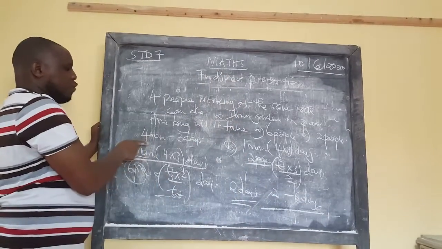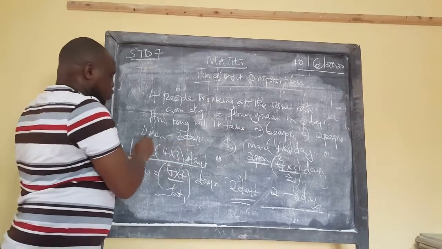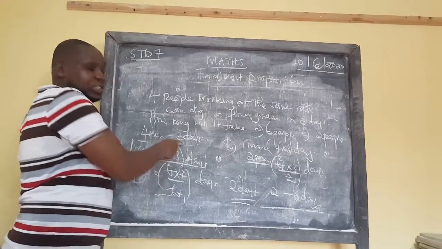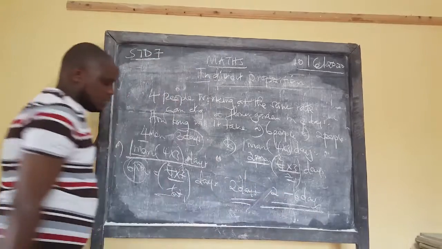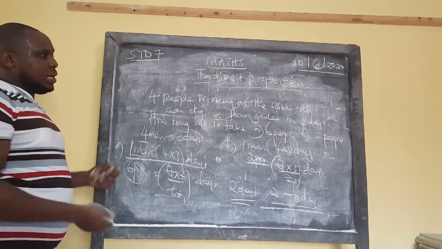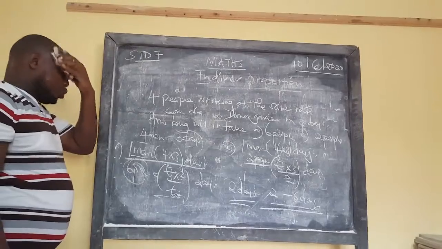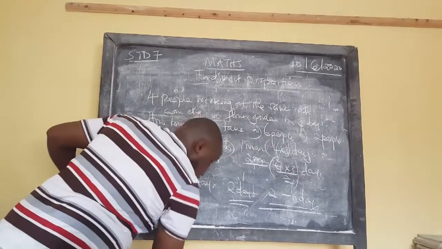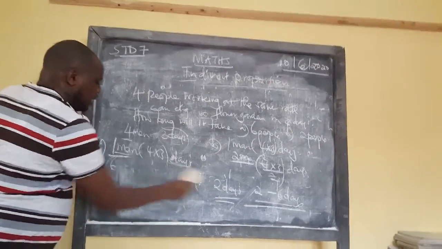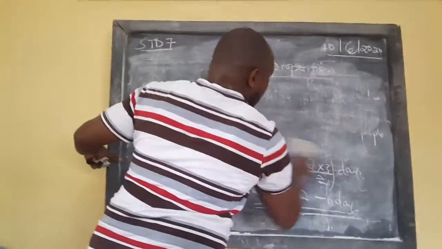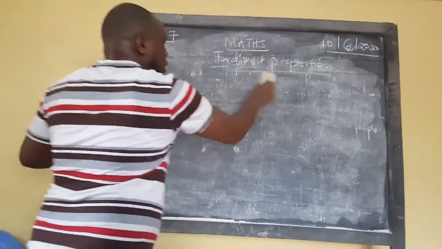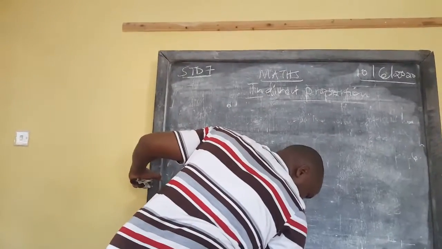Look here, when they are 4, they took 3 days. So when they are 2, they take 2 times the number of days. That is going to be 6 days. So that's all we do in indirect proportion. I do one question, then I give you work to be able to practice at home. One more question. One example.